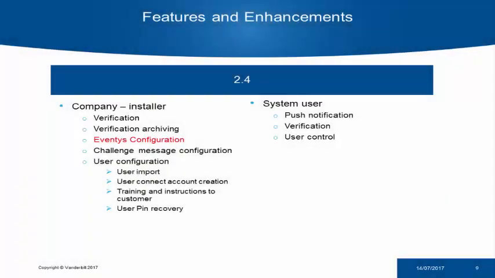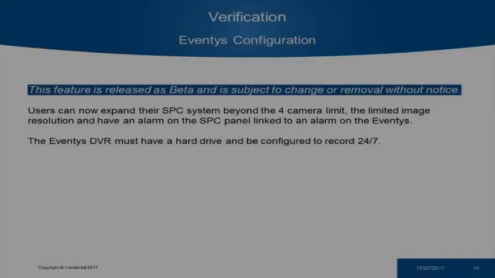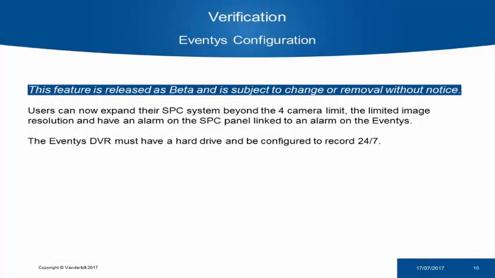Next, we move on to event configuration. This is part of verification. As SPC has always been limited to 4 cameras connected to a device, this has limited certain sites. And what we have achieved with SPCconnect 2.4 is the ability to port forward an Eventus and then add it to SPCconnect. This allows us to use the Eventus video streams as verification zones.